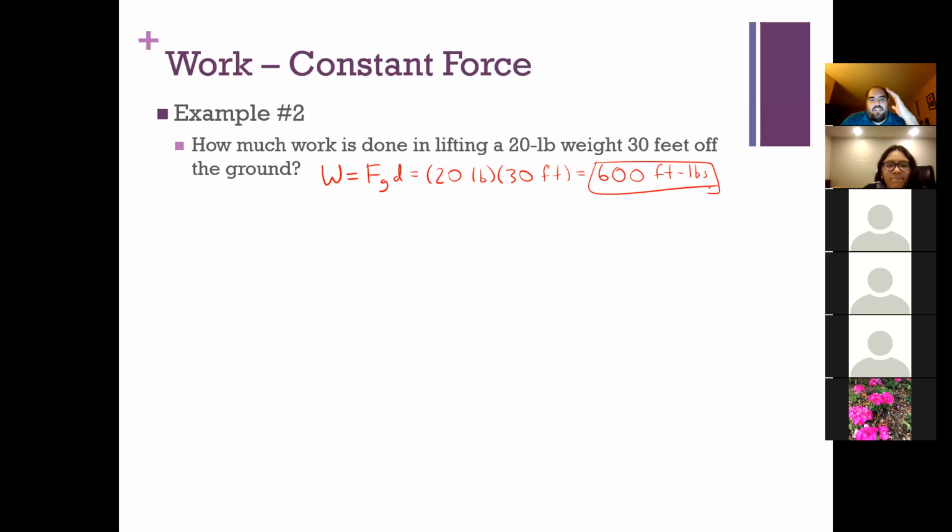So when you're dealing with constant force, these calculations can be quite trivial. Any questions on either one of the first two so far? All right.